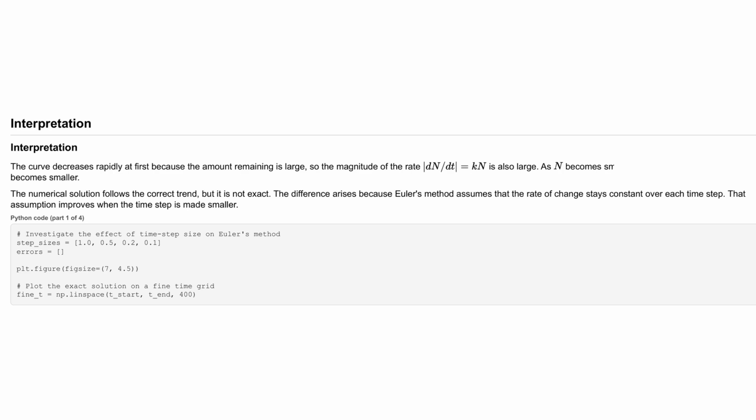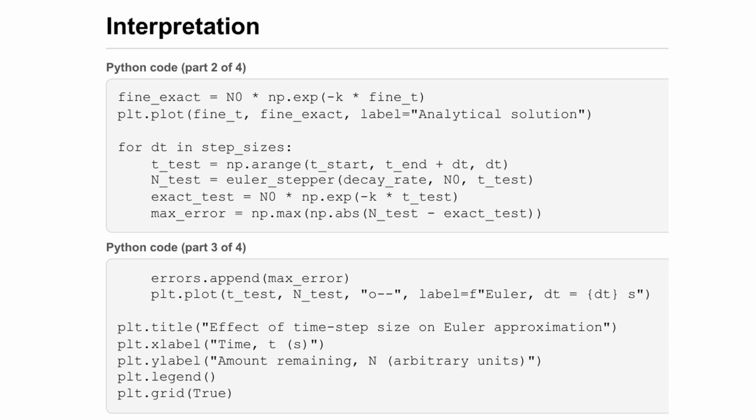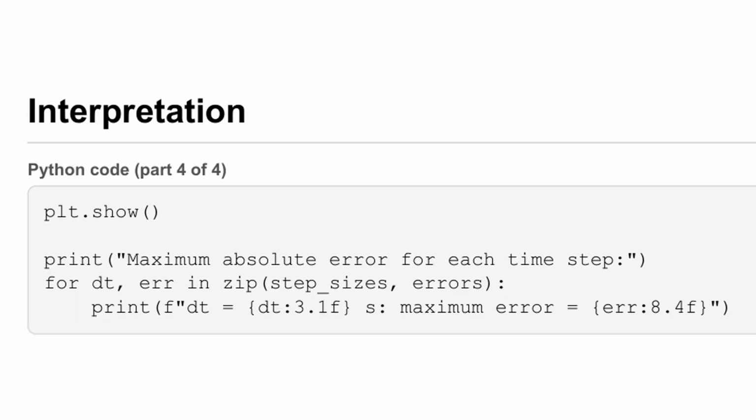To see how the time step size affects accuracy, we set up a loop to test 4 different step sizes. Inside the loop, we call our Euler stepper for each of the different step sizes. We calculate the maximum absolute error for each run and plot all the resulting numerical curves together for comparison. Finally, we display the plot and print out the maximum error we recorded for each of the tested time step sizes.